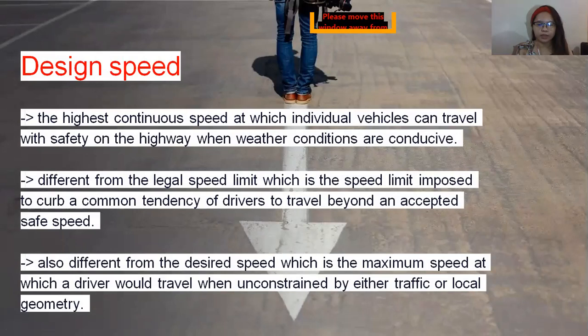Design speed is defined as the highest continuous speed at which individual vehicles can travel with safety on the highway when weather conditions are conducive. Second, design speed is different from the legal speed limit, which is the speed limit imposed to curb a common tendency of drivers to travel beyond an accepted, safe speed. Third, design speed is also different from the desired speed, which is the maximum speed at which a driver would travel when unconstrained by either traffic or local geometry.